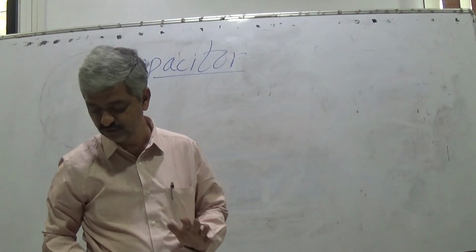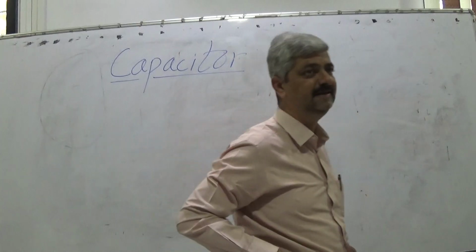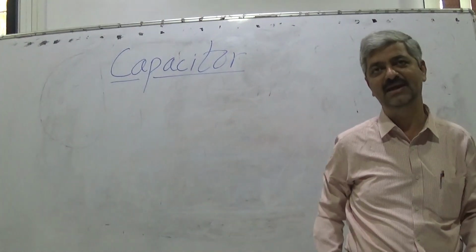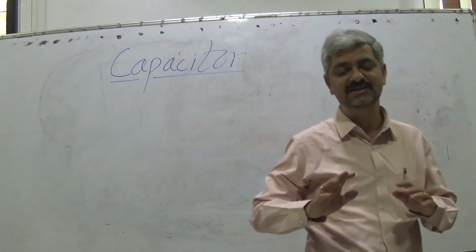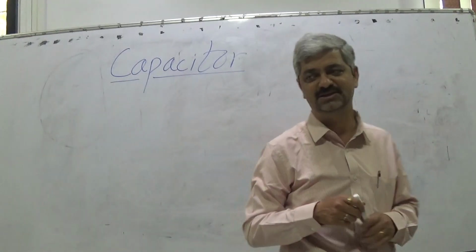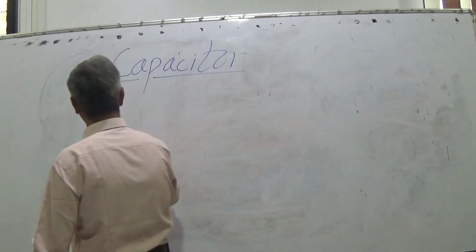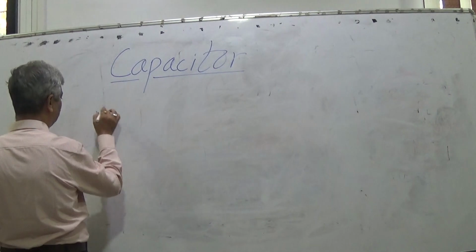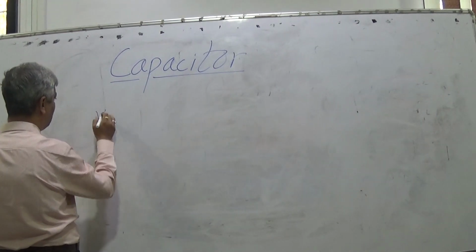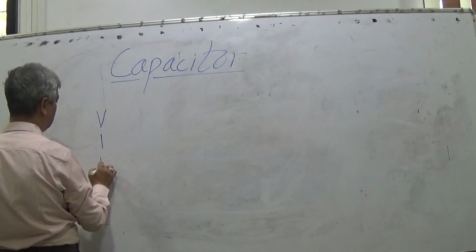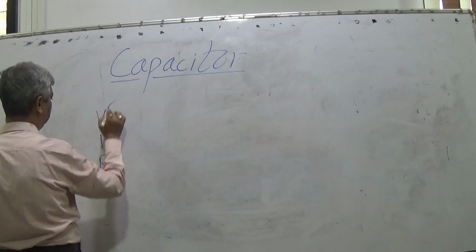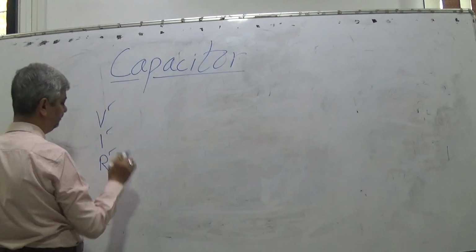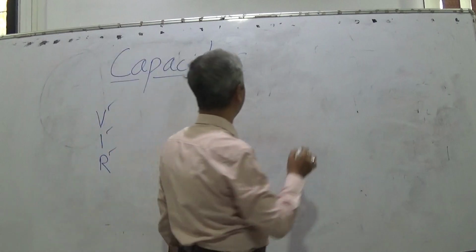So, voltage source, you have some pseudo understanding. Current, again some pseudo understanding. Resistance, again some pseudo understanding. So you are aware of voltage V, current I, resistance R. And now we go for capacitor C.